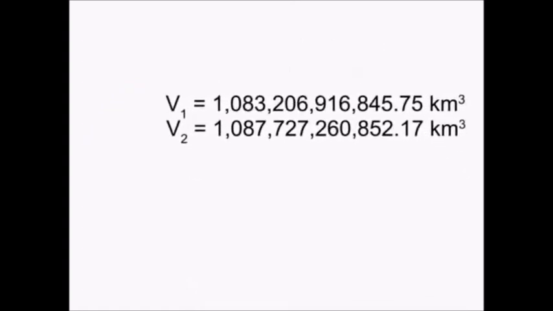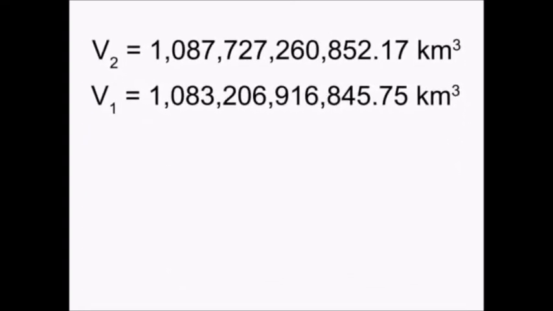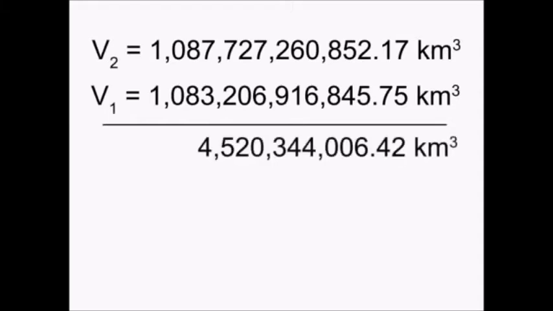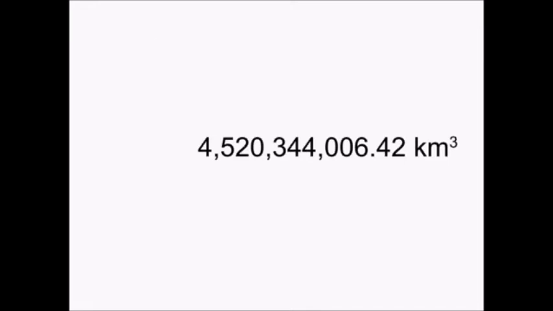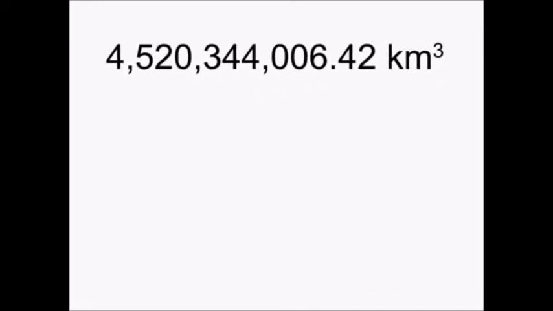Since we are trying to calculate the difference between V1 and V2, we subtract the latter from the former. The remainder is the volume of water required to raise the sea level to a height equal to Mount Everest. Using these values, we can calculate that over 4.5 billion cubic kilometers of water is required. But numbers this large are hard to conceptualize, so we need something to compare it to.